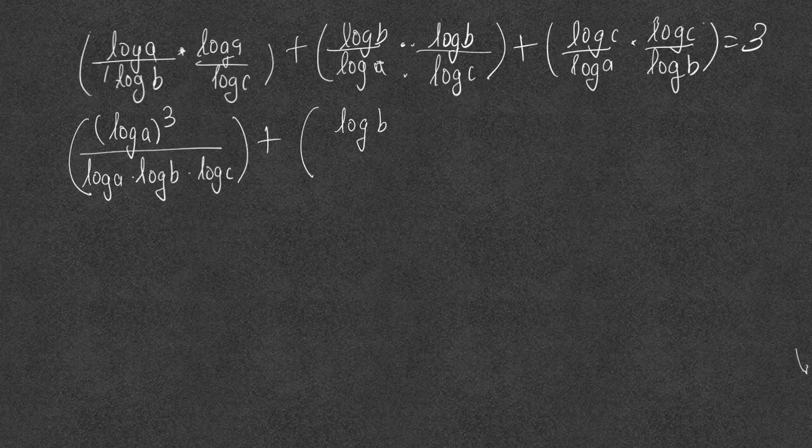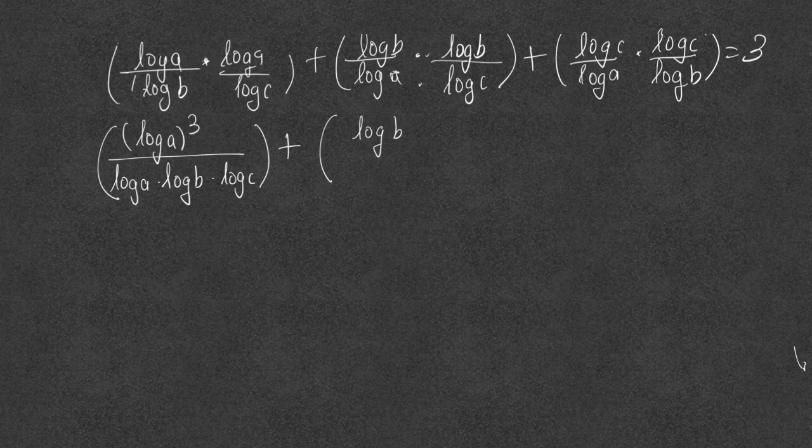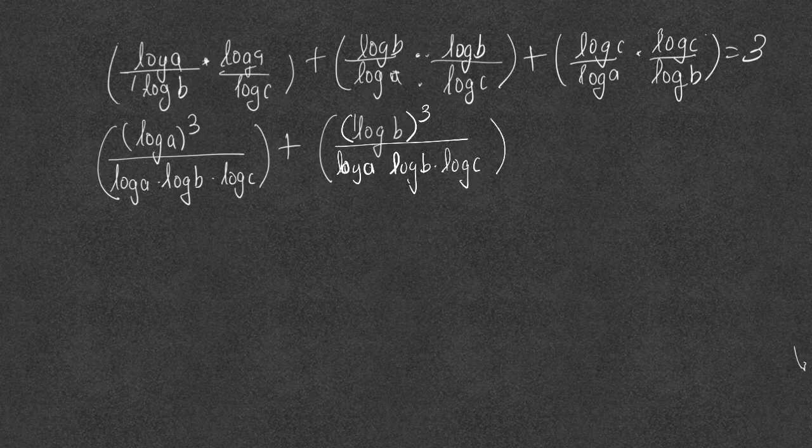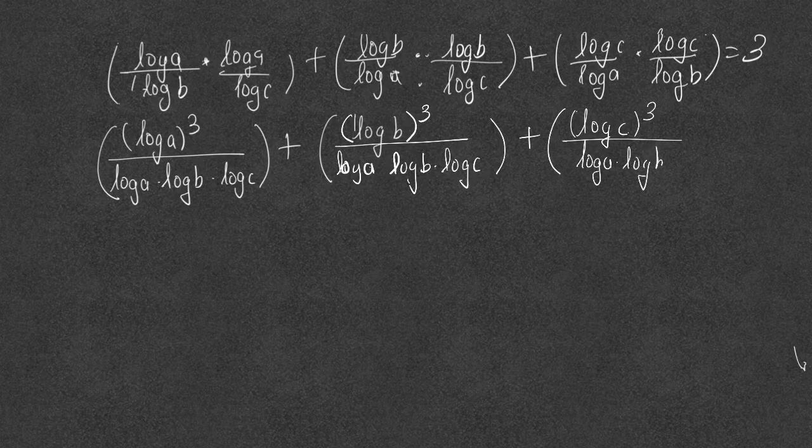What will you multiply here in the numerator and denominator? We multiply log b. Why? Because at the bottom you have log a and log c. So you'll multiply by log b and you'll get the numerator as log b raised to 3 upon log a into log b into log c. And what about the third part? What will you multiply with? You'll multiply with log c. Why? Because you have log a and log b in the denominator. So log c whole raised to 3 upon log a into log b into log c equal to 3.